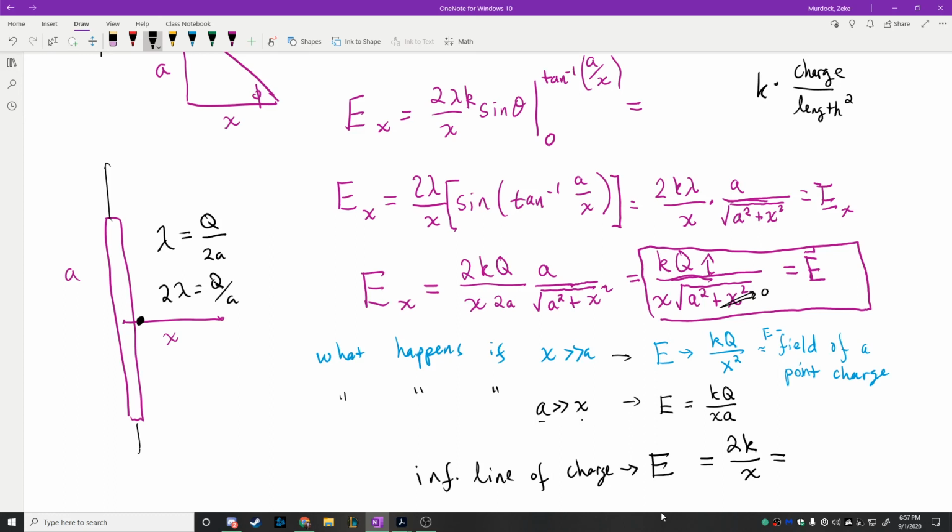Another way this is commonly written is lambda. No, I'm being stupid. Ignore what I just wrote. Sorry to confuse you guys. Let me go slowly. It's when I talk and I write at the same time that I make a lot of mistakes. q over a is 2 lambda, right? So q over a here becomes 2k lambda over a. There we go. That's the answer. I was like, there's something missing there. x.